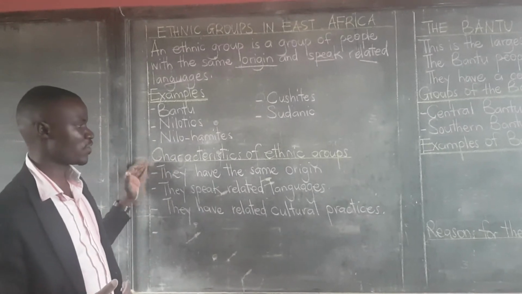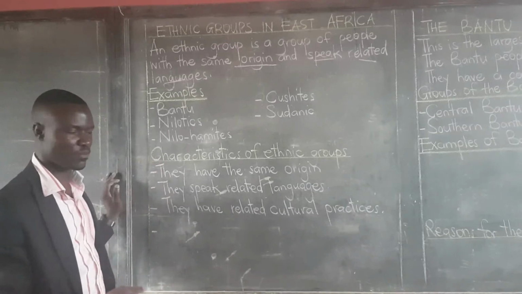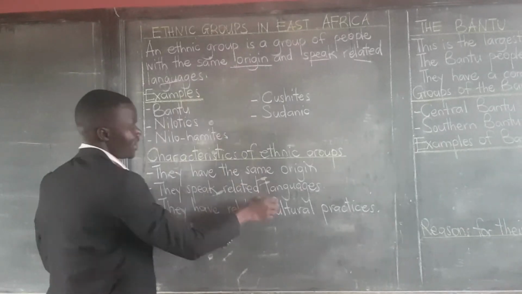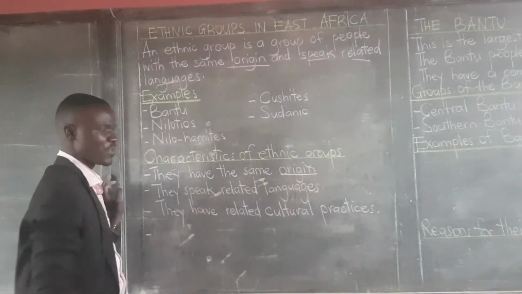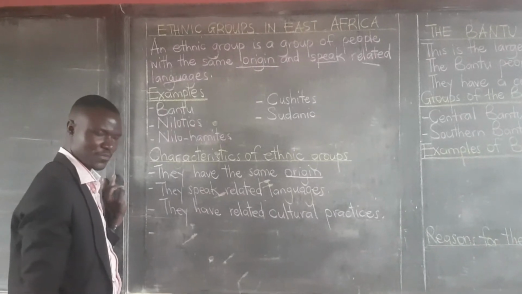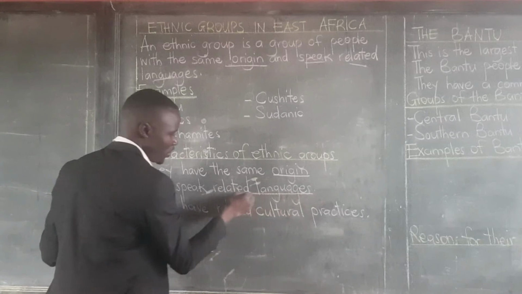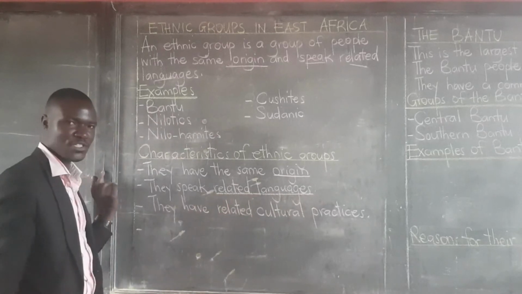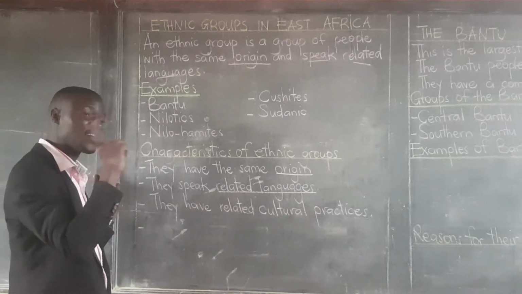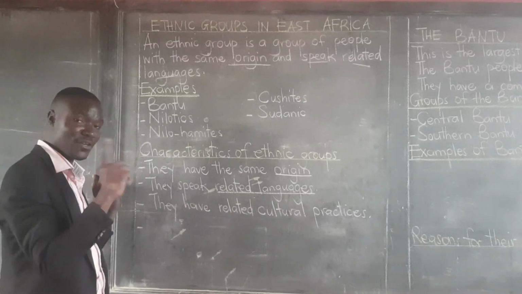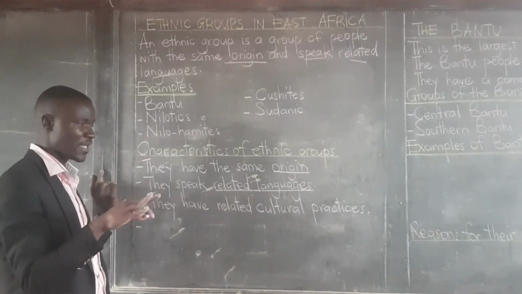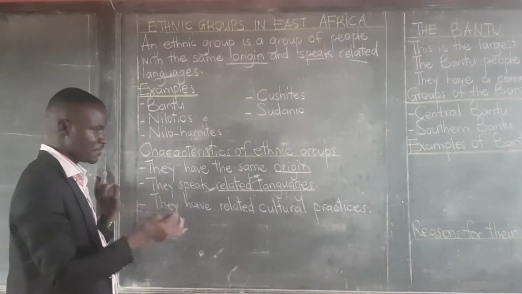Characteristics of ethnic groups. How can you tell that this is an ethnic group? I said earlier that an ethnic group should have an origin. An ethnic group should have its people speaking related languages because they came from one origin. They can understand one another. They have the same origin.